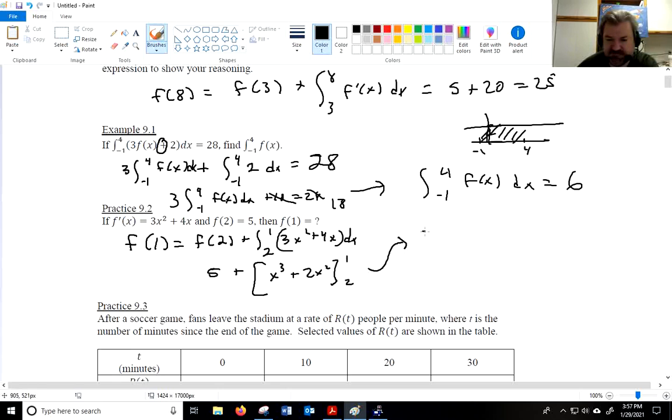So this becomes 5 plus 1 plus 2 minus 2 cubed, which is 8. Remember, when you plug a 2 in, start with parentheses. 8 plus another 8, right? 2 squared times 2. So we have 5 plus 1 is 6, plus 2 is 8. We have 8 minus 8 minus 8, which is a negative 8.